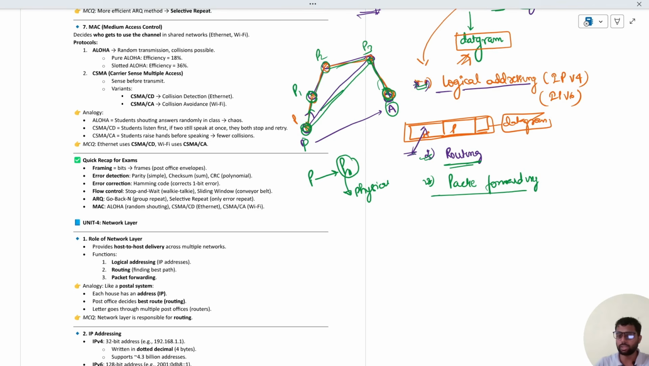So there are three important functions of the network layer. Let us first understand what is the Internet Protocol frame, or we say packet. What is the structure of it?